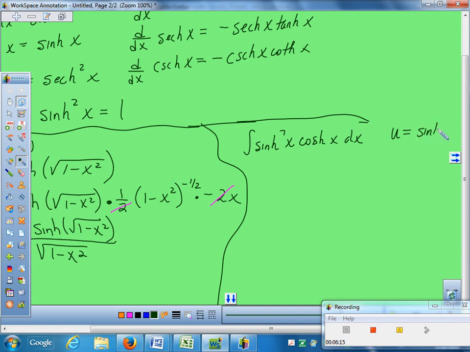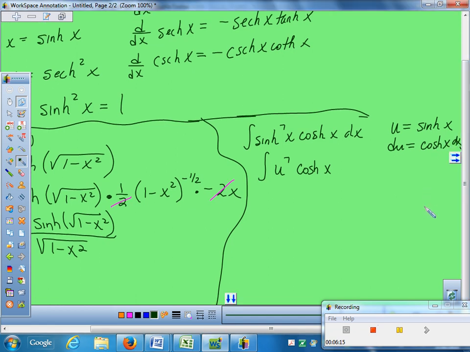The hyperbolic sine. Because I'm okay with having u to the 7th. And remember, you have to think ahead. If I do the derivative of that, will it cancel this cosine that I don't want? Yes, it will. So remember, think ahead. Am I going to get a derivative that will cancel? So, yeah, derivative of hyperbolic sine is just hyperbolic cosine. And so, if I sub in a du over hyperbolic cosine, those cancel. Sayonara.